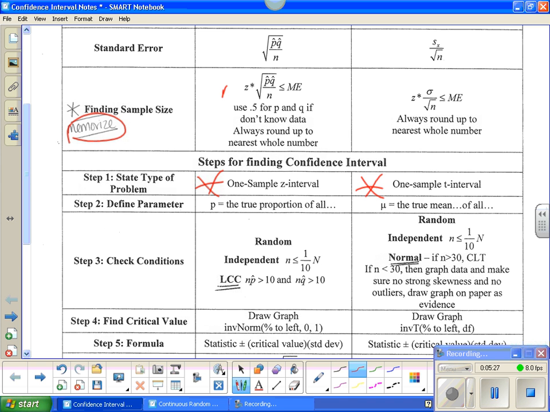Z intervals are for who? Proportions. Z intervals are for proportions. T intervals are for means. Define your parameter. The parameter is the mothership, P, not P hat, P, and mu: the true proportion of all, remember that word all I made such a big deal about? The true proportion of all people who are going to the baseball game, or the true mean GPA of all students at South Stokes High School.